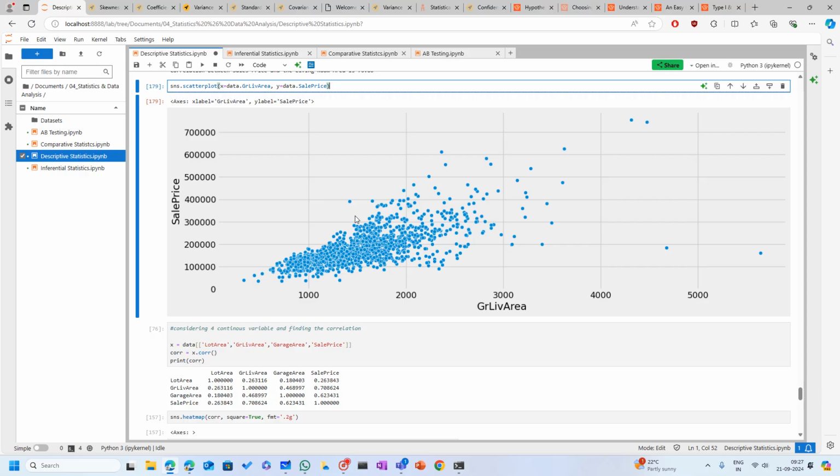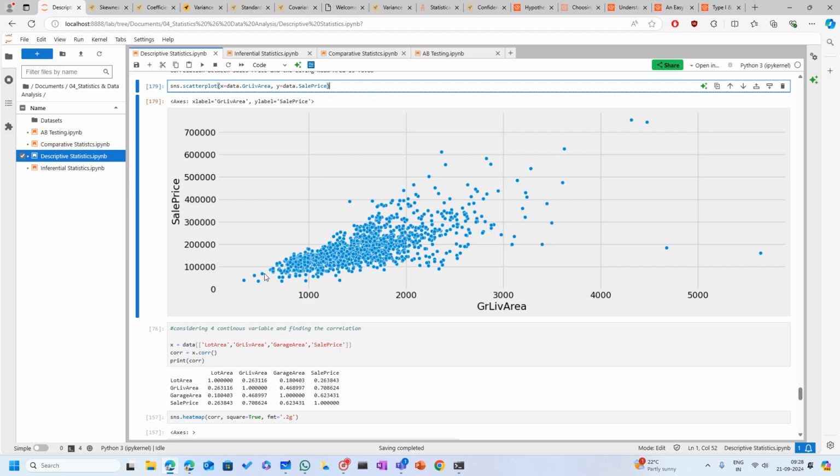If we increase the ground living area by 100 units, what do we expect the increase in the sale price to be? Or the other way around, if we increase the sale price by 100 units, what is the expected increase in the ground living area? Both. It will be 71. Both can be expected.